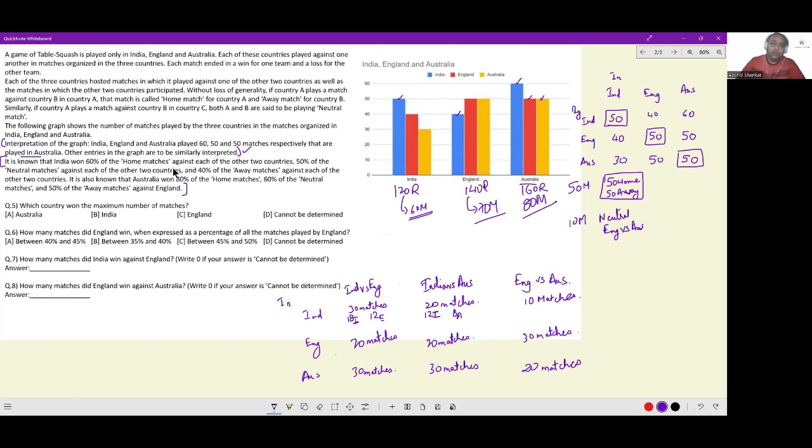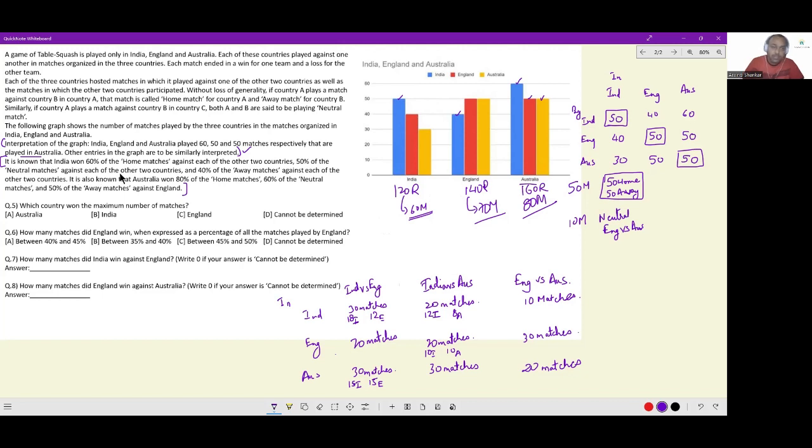It is known that 60% of the home matches against each of the other two countries, 50% of the neutral matches against each of the other two countries. So 50% of neutral matches for India would be India versus Australia here. So 10 to India and 10 to Australia and 15 to India and 15 to England. The number of wins I'm writing.